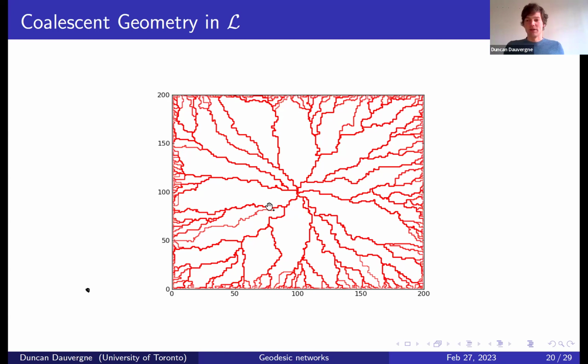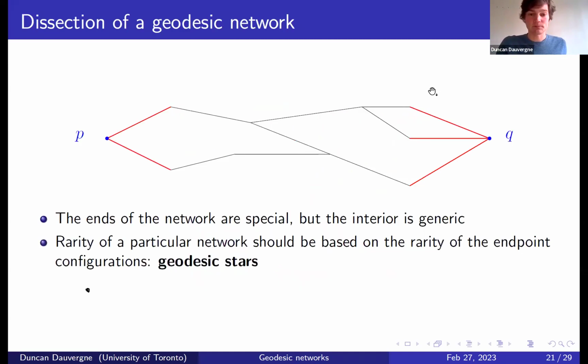And so the intuition from a picture like this and the other picture is what we were saying before. At the end of a geodesic network, you might have weird things happening, but in the interior, everything should be generic and have coalesced together. So what's the story? The ends of the network are special, but the interior is generic. And so the rarity of a particular network should be based on the rarity of the end configurations. These end configurations are called geodesic stars.